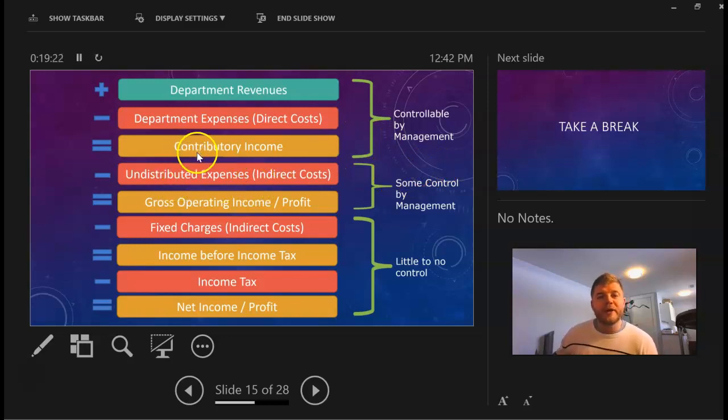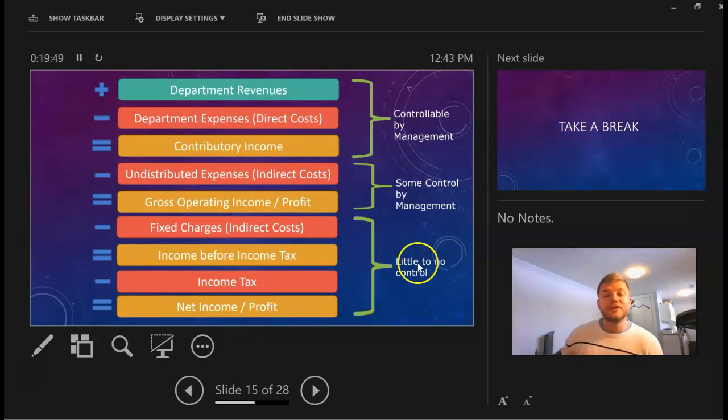Then you have your contributory income. You subtract your undistributed expenses, which gives you your gross operating income or profit. You have some control as a manager on this. Not a ton, but you have some. And then you subtract your fixed charges, which gives you your income before income tax. And then you have to pay your tax. And then you have your net profit or net income, or net loss if you don't make any money.